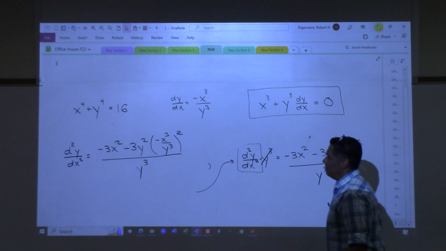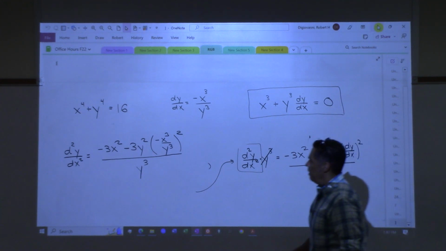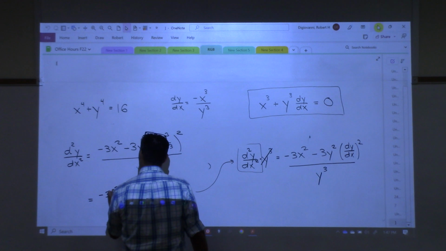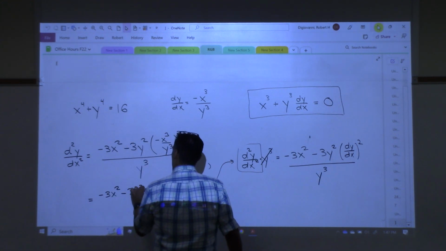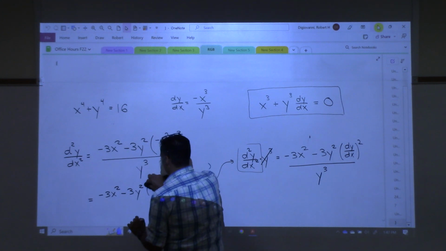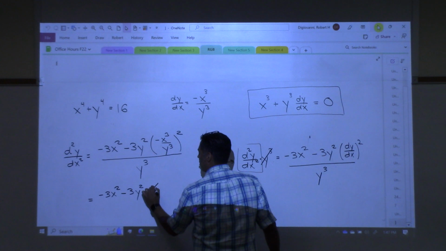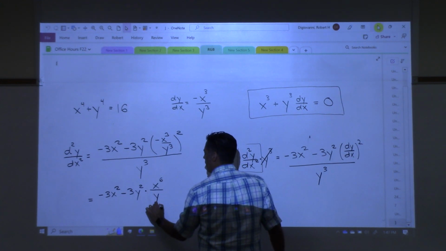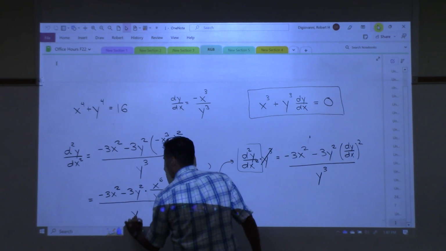All right. Let's clean that up. May as well do a little bit of algebra here. This is negative 3x squared minus 3y squared. And now let me square that. If I square that fraction, x to the 6th over y to the 6th, and then all of this is still over y to the 3rd.